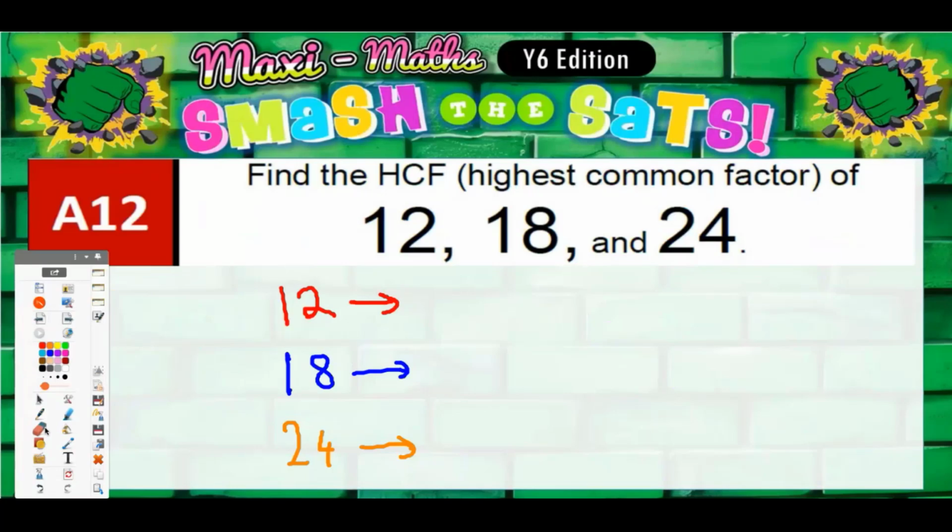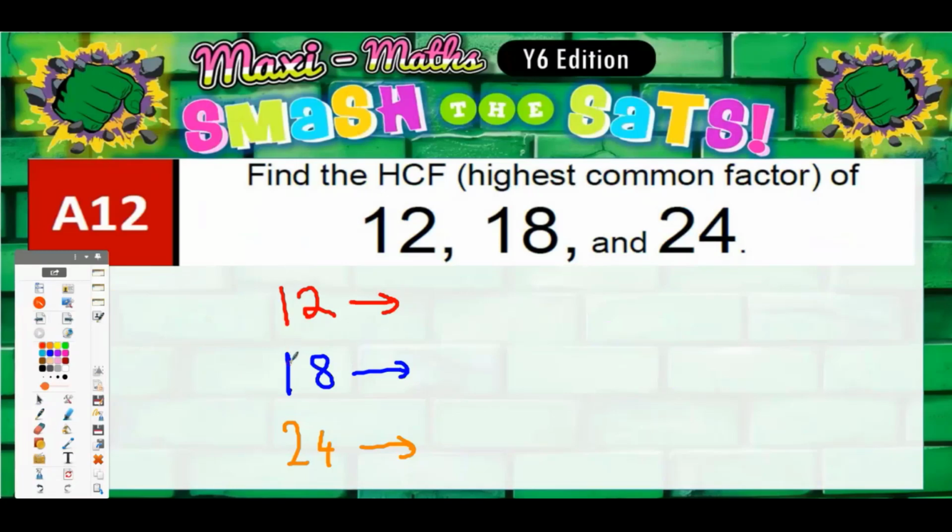Question 12, find the HCF, which stands for highest common factor, of 12, 18, and 24. Well, what we're going to do here is list the factors of each one and then see which is the highest one that's common to all three lists. So just writing lists of factors.